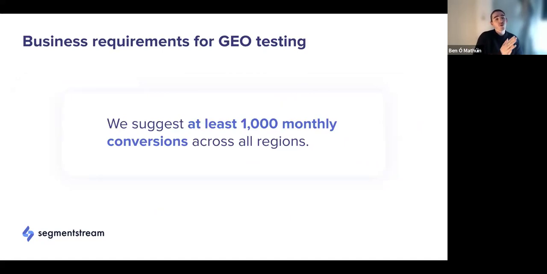So the business requirements for geo testing: this is a simple recommendation for a starting point as to when we believe the approach of a geo experiment makes sense. We suggest you have at least 1,000 monthly conversions across all regions, and that all regions in that instance will be included within that test.